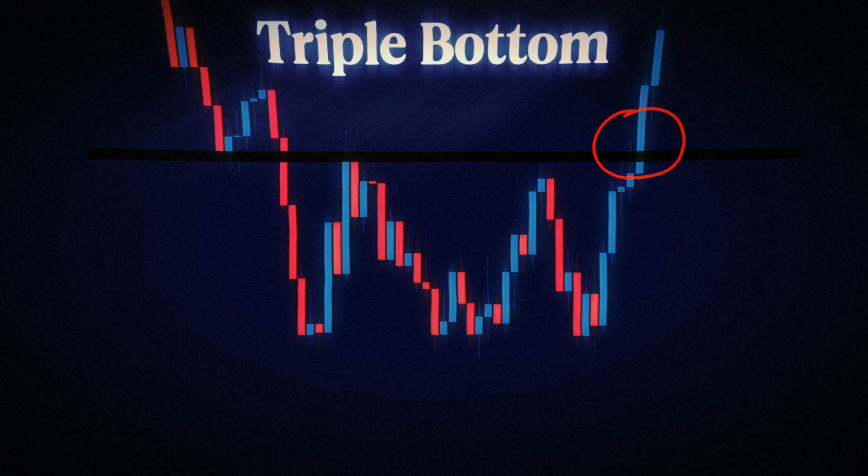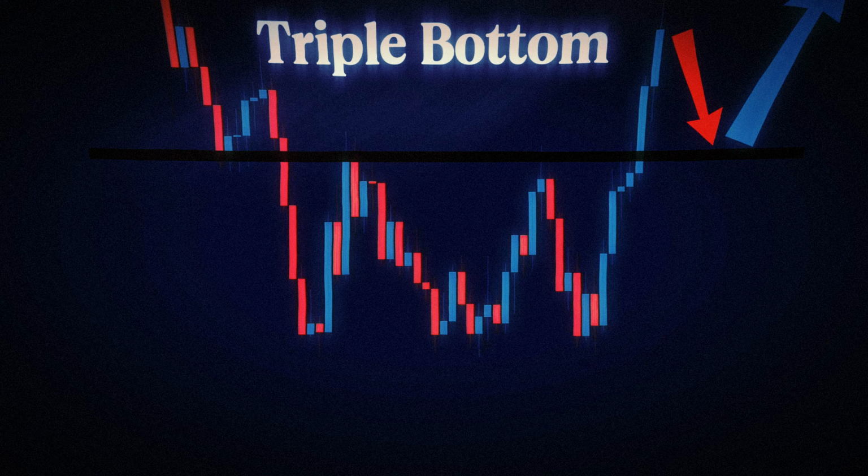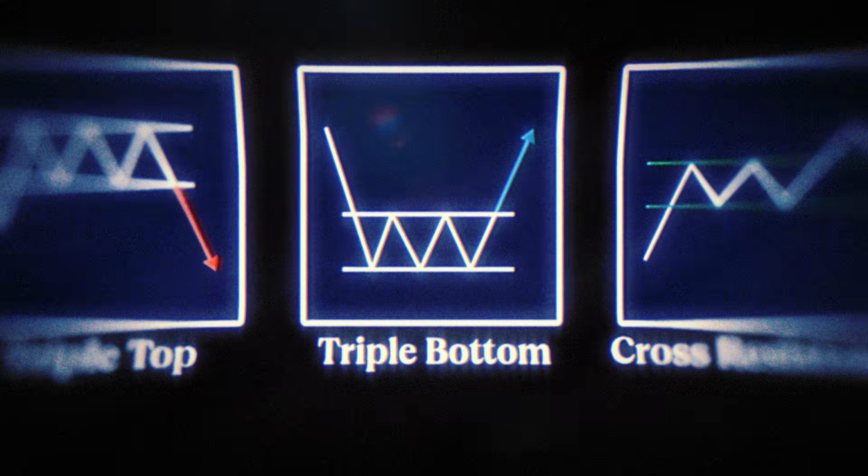When price breaks above this neckline after the third bottom, it confirms growing buying strength. Volume spikes and a retest of the neckline as new support are key factors for confirmation.